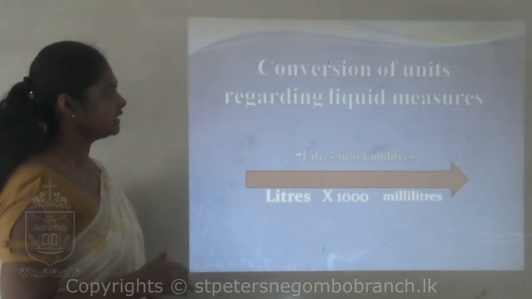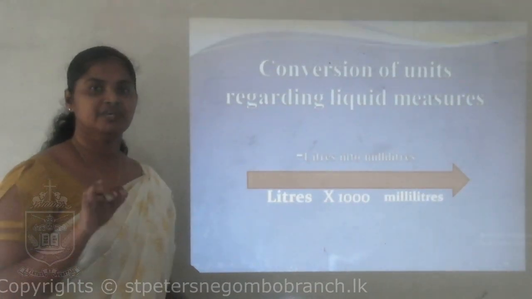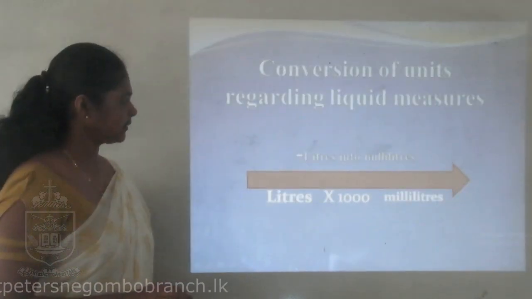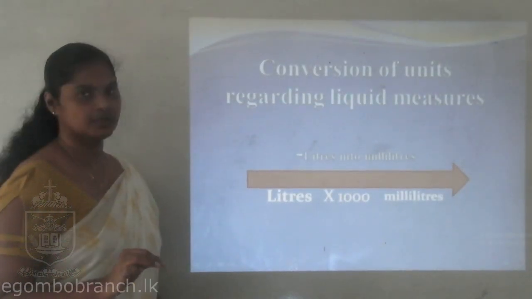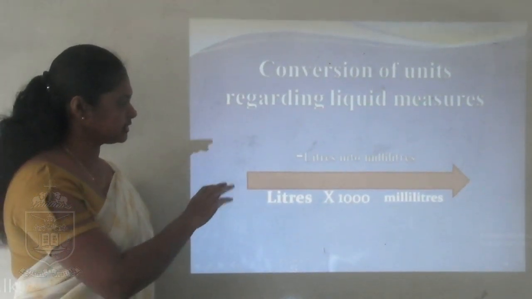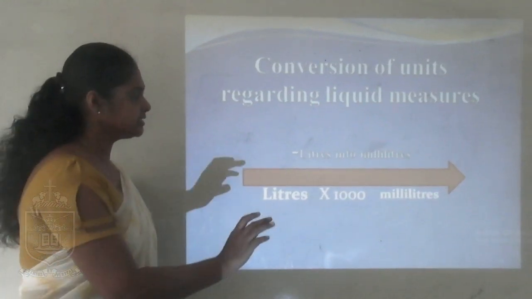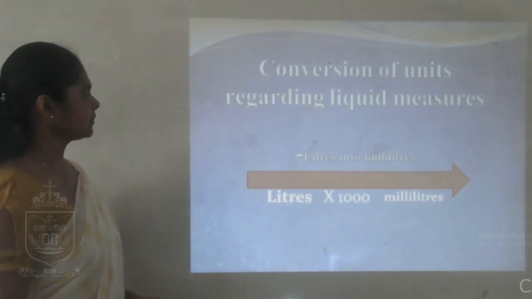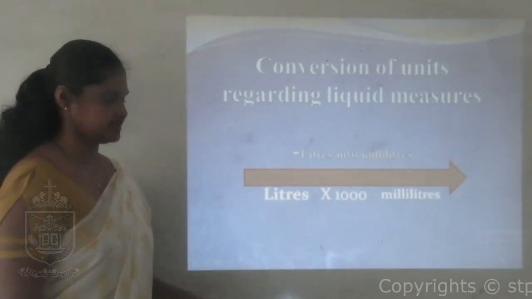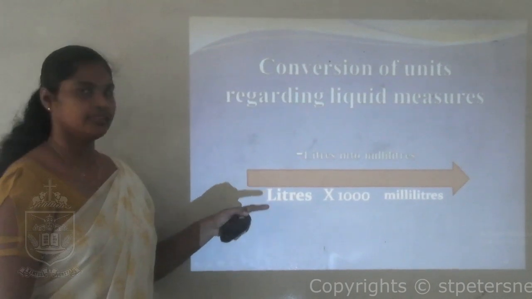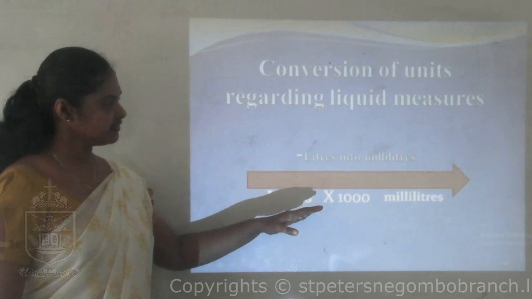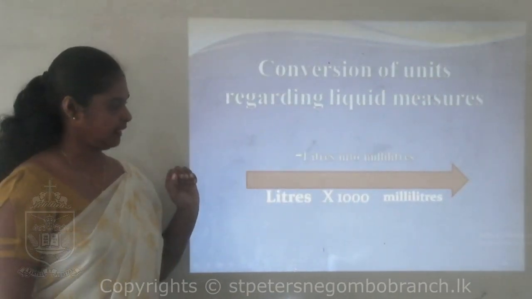Conversion of units regarding liquid measurements. Now we are going to the calculation part of this lesson. So we are going to convert various units. As you know, we are going to convert liters into milliliters and milliliters into liters only. Right. So what should you do to convert liters into milliliters? You have to multiply the amount of liters by 1000 to convert it into milliliters.